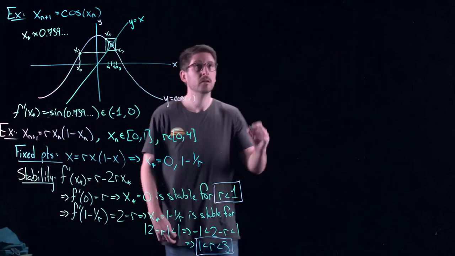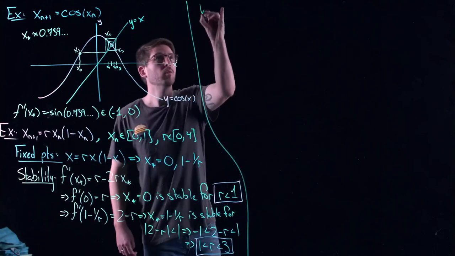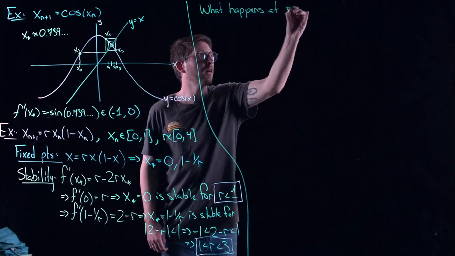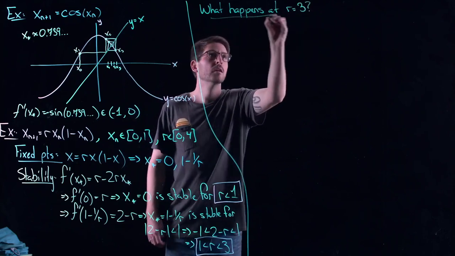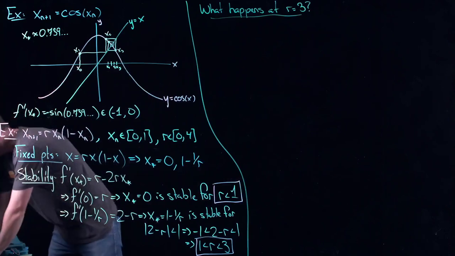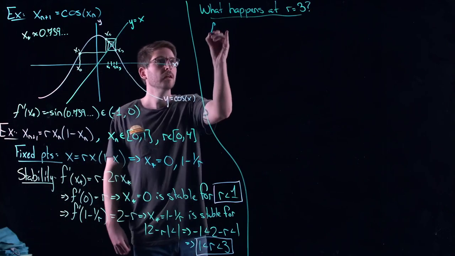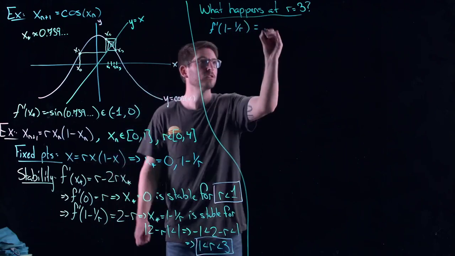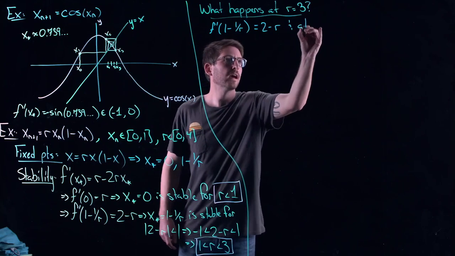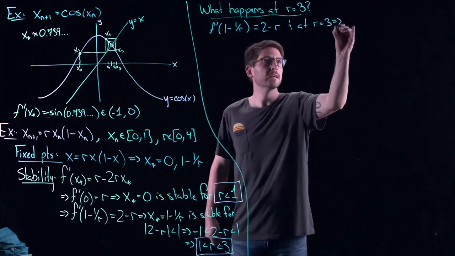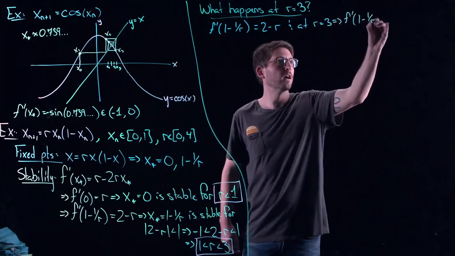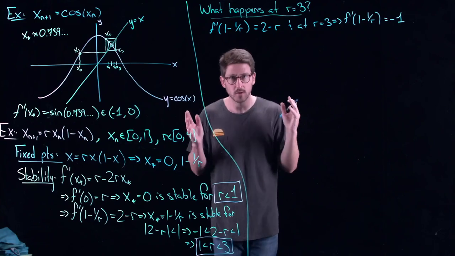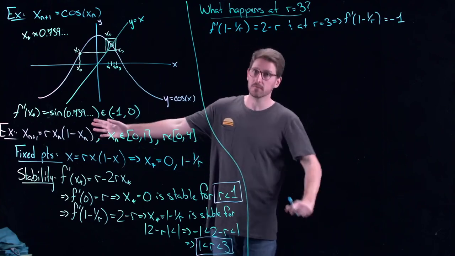Okay, so let's ask ourselves this. What happens at r equal to 3? Well, here's what I want you to notice. First of all, f prime of 1 minus 1 over r is equal to, okay, so again, it's 2 minus r, and at r equal to 3, this gives me that f prime of 1 minus 1 over r is equal to minus 1. Okay, so we destabilize by crossing out of the minus 1 to 1 interval, going backwards through the negative values.